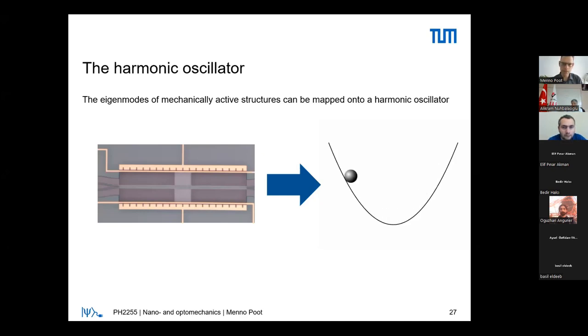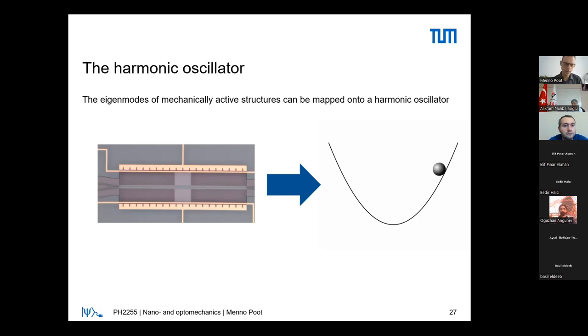that it has eigenfunctions that span the basis of functions that fulfill the boundary conditions, and then in the end you can expand all of your functions for the displacement in terms of these basis functions. Then you can prove very nicely that you can map the eigenmodes of mechanically active structures, in that case of the beam, onto a harmonic oscillator.